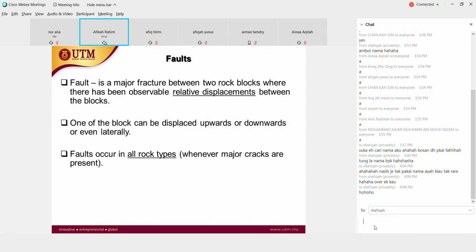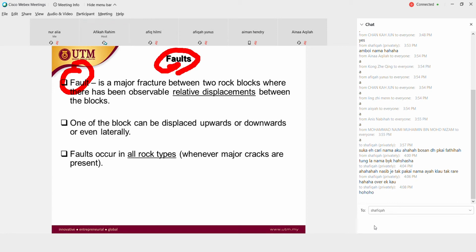And now the third one. Just now we were talking about bedding, bedding strata. The second one is fold, F-O-L-D, fold, lipat. The third one is faults.